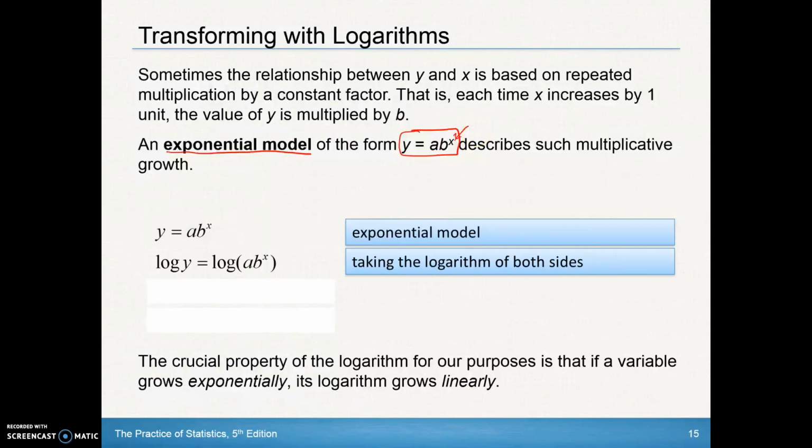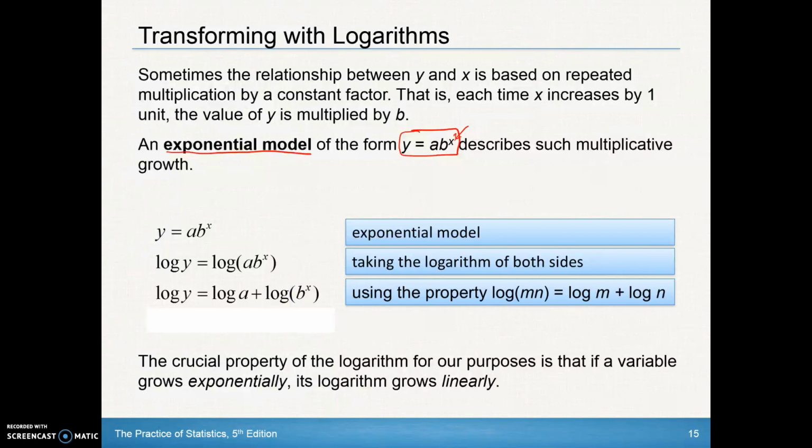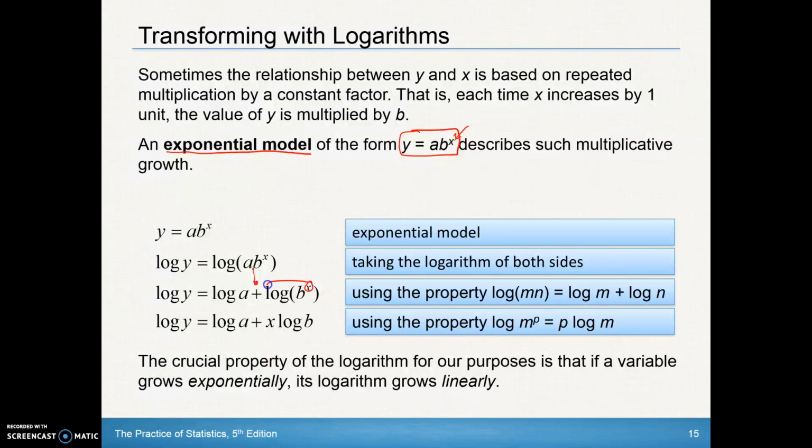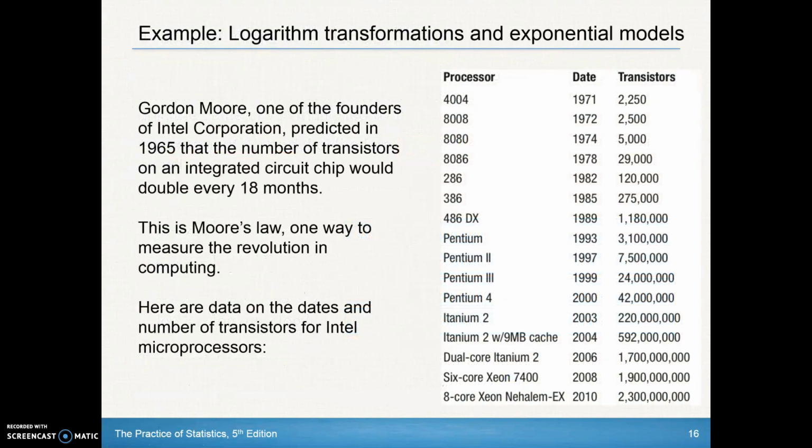So our exponential model, again, if we believe it's an exponential model, if we take the log of both sides, using a little bit of the properties here, we can separate this piece out here. If that's multiplication, we tend to write that as separated out, expanded out as addition. And then you can always bring that exponent out front. It says the crucial property of the logarithm for our purpose is that if a variable grows exponentially, its logarithm grows linearly.